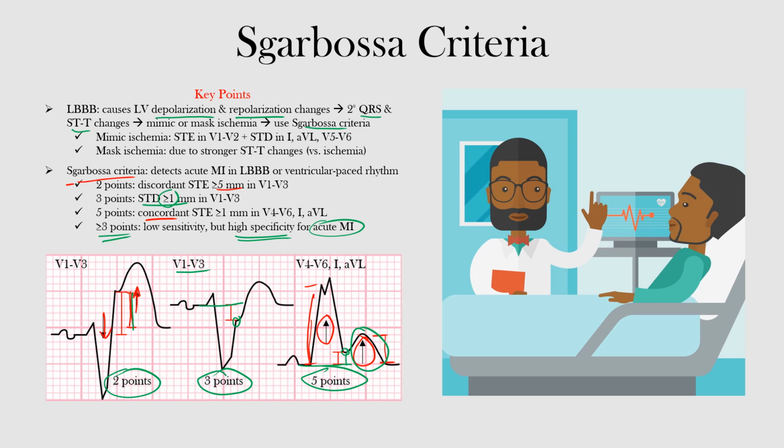So the Sgarbossa criteria can really help us to identify ischemia in the setting of left bundle branch block. Well, that's the end of this lecture. We discussed the Sgarbossa criteria and how it can be used in the presence of left bundle branch block to identify acute myocardial infarction. I hope you learned something.